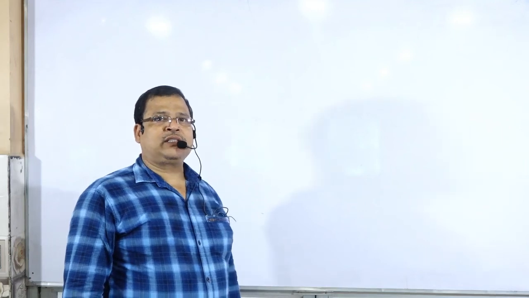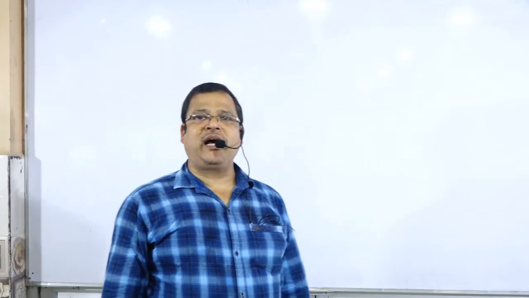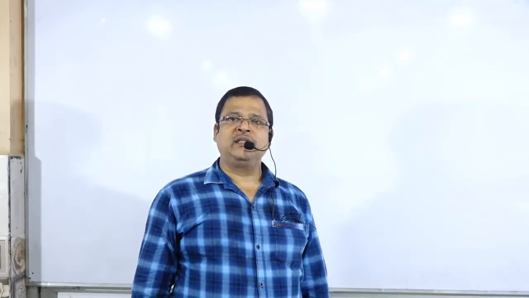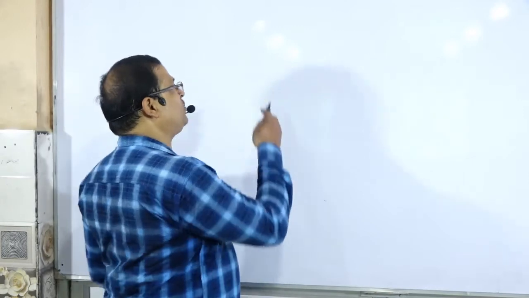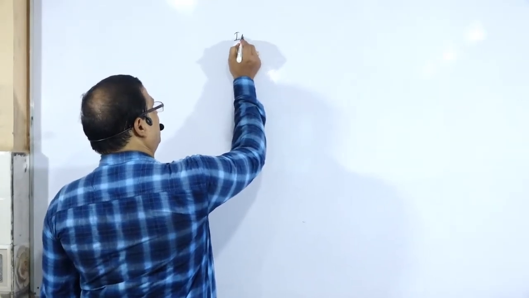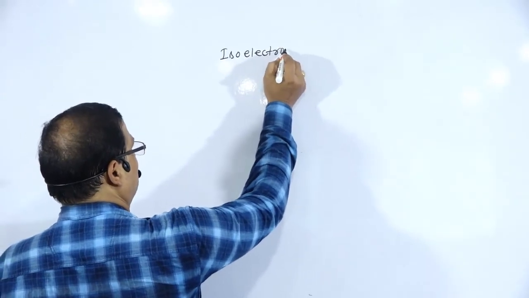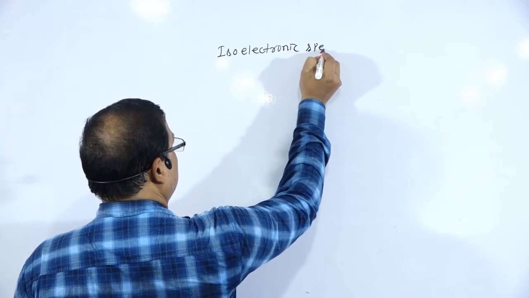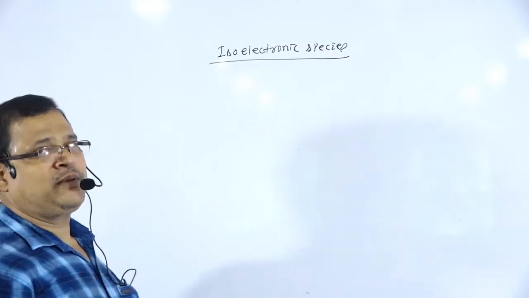So dear freshers, in the last class we have discussed the different iso terms, that is isotope, isobar, isotone, isodiaphers, etc. So today we will start with the meaning of isoelectronic. Isoelectronic species. So what is the meaning of isoelectronic species?